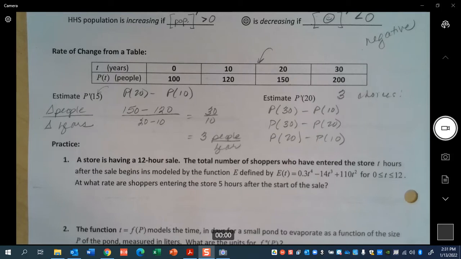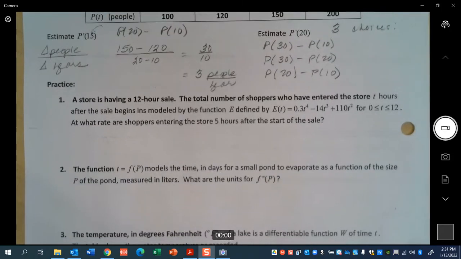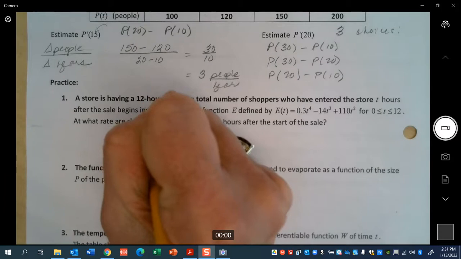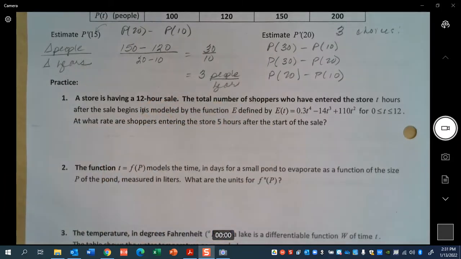All right, a store is having a 12-hour sale. The number of shoppers who have entered the store T hours after the sale begins is modeled by the function E, defined by this formula. At what rate are the shoppers entering the store 5 hours after the start of the sale? What are you gonna do?